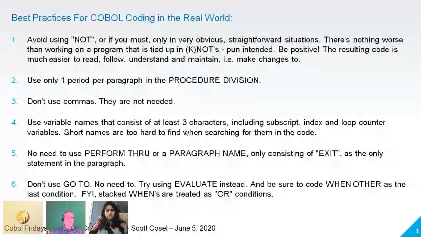tremendously. Also, number 5, when you use a perform, you don't need to use perform through. Just use a paragraph name. You don't need to use exit. You may see that in some code you run across. Number 6 was go to. We talked about that. No need to use go to anywhere.